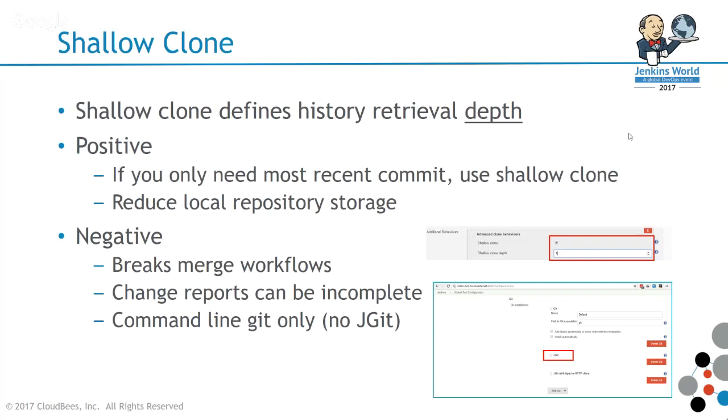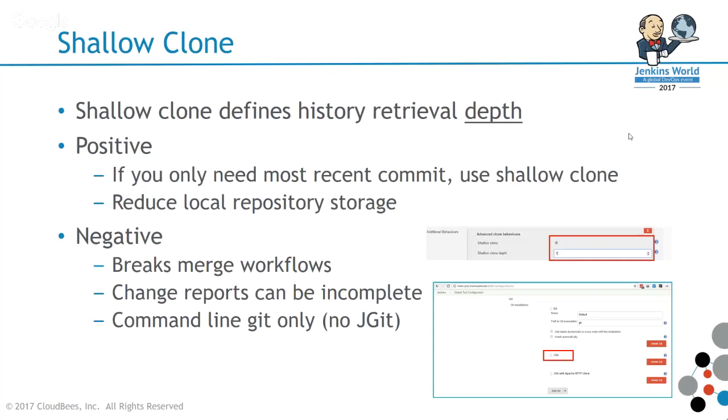However, there are downsides to shallow clone. For instance, you can't merge shallow clone work because it may skip changes in bringing them down to you. And so it doesn't have a perfect representation of the history. Change reports can be incomplete. So if you rely on reading the change log of a build, don't use shallow clone. The other is shallow clone is only available in command line Git. So if you're using JGit, you can't use shallow clone.